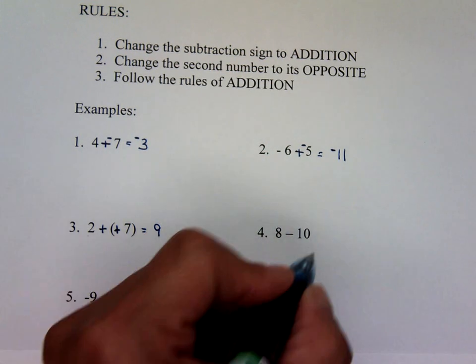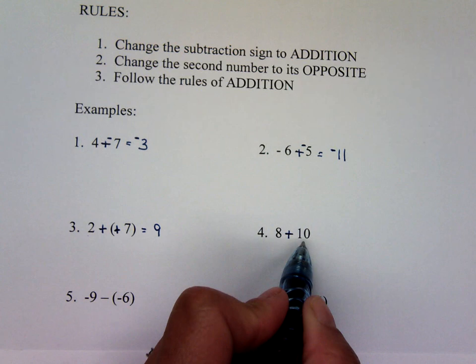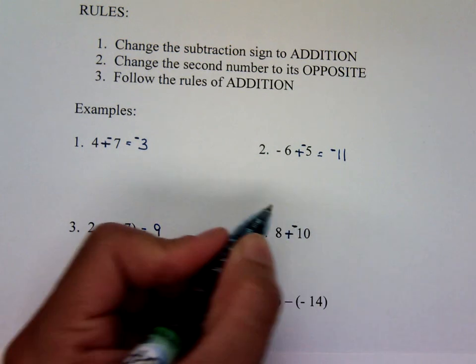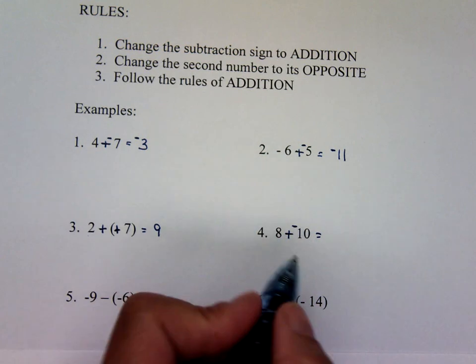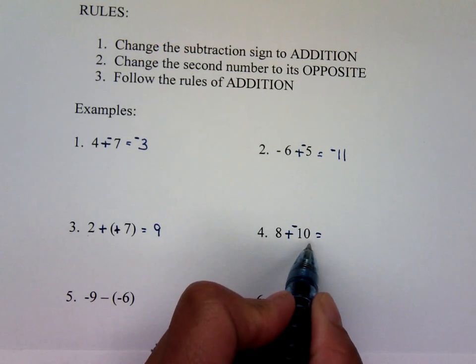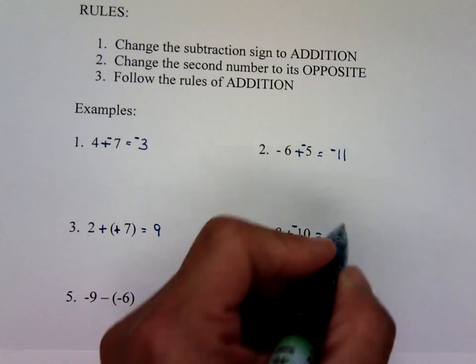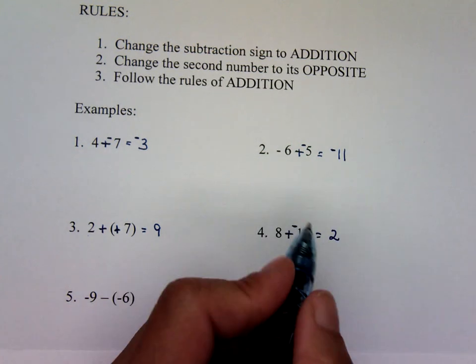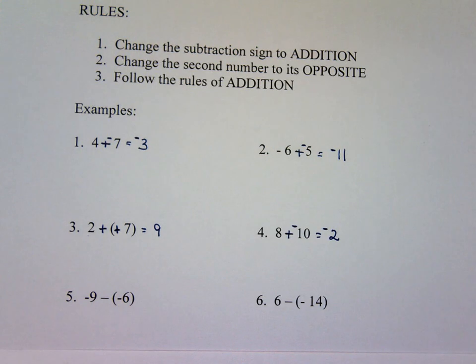Looking at number 4, change your subtraction sign to addition. You're going to make your 10 a negative 10 because it's the number right after your addition sign, and you do the inverse. You have a positive and a negative. They're different, so that means you have to subtract. 10 minus 8 is 2. You take the sign of the bigger number, which is 10, and 10 is negative, so the 2 has to be negative.